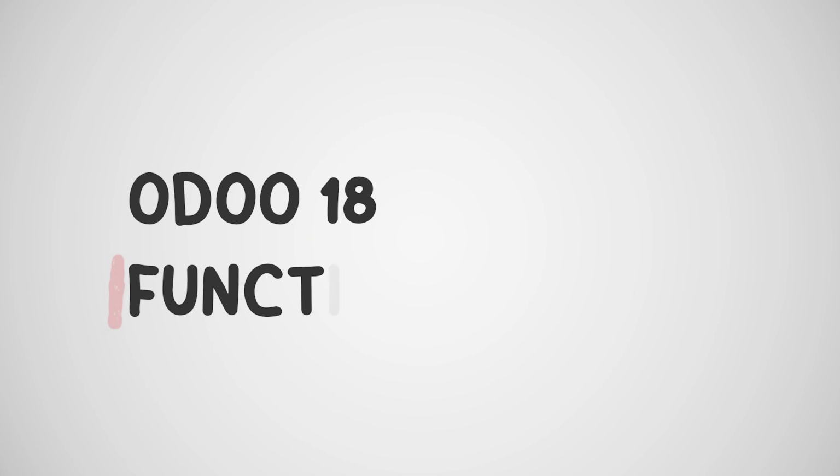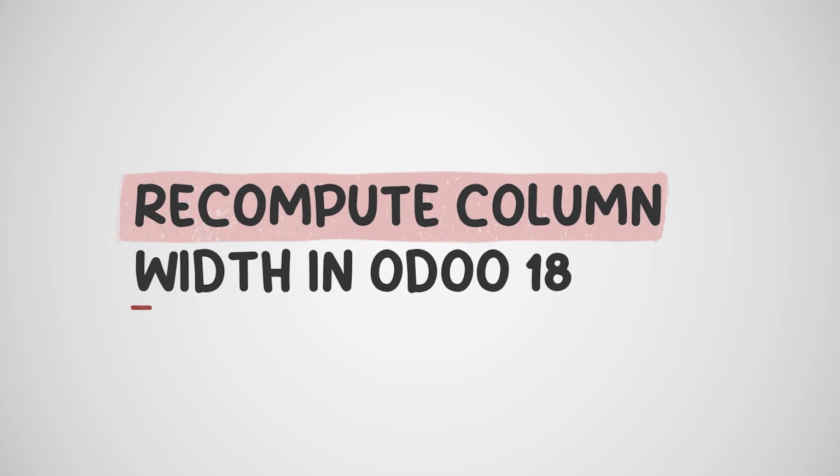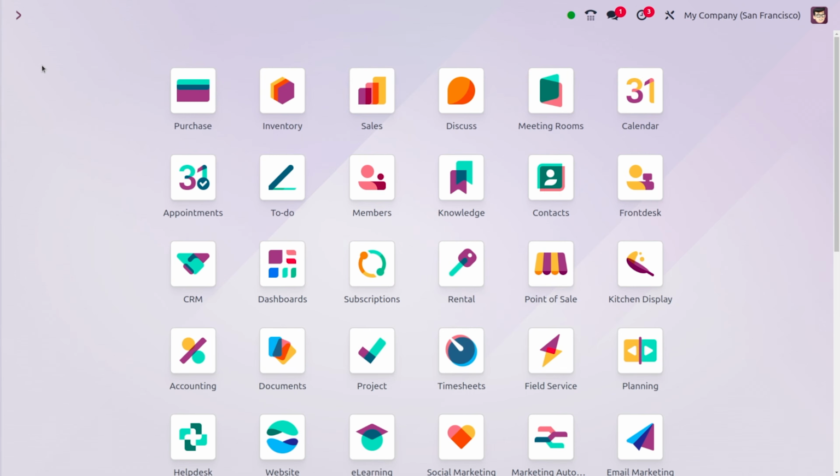Hey everyone, welcome to new updates of Odoo 18.2, and we can say that this is one of the expected features of Odoo 19, that is recomputing the column width. Let's dive into any of the modules that have the list view.